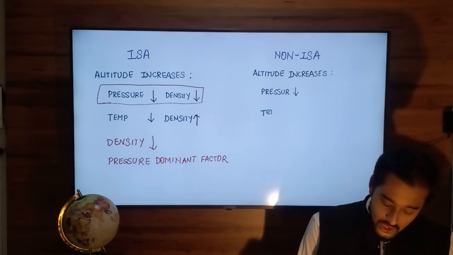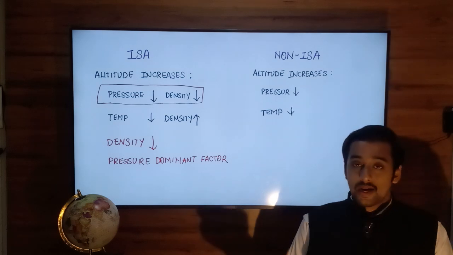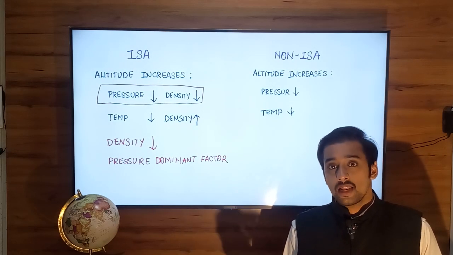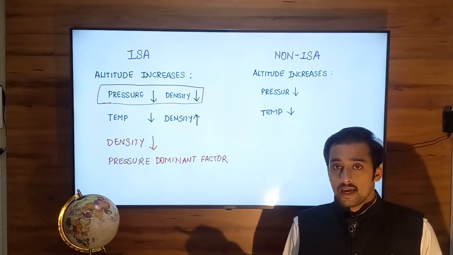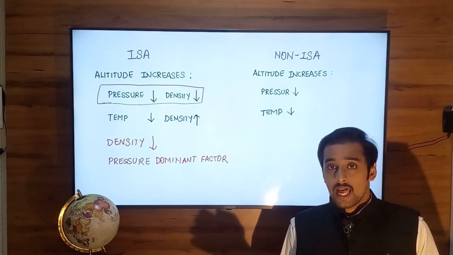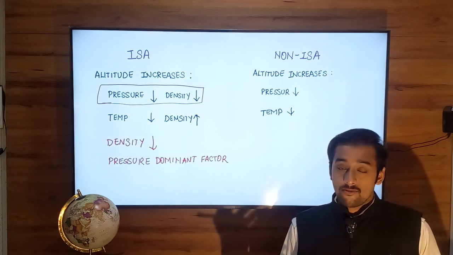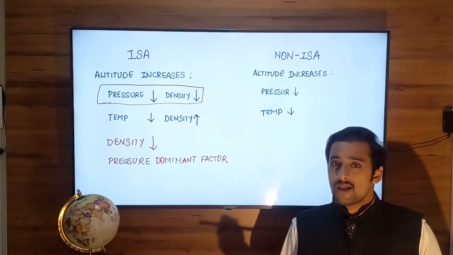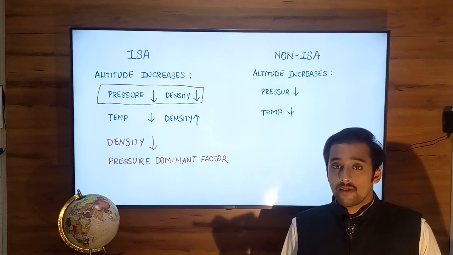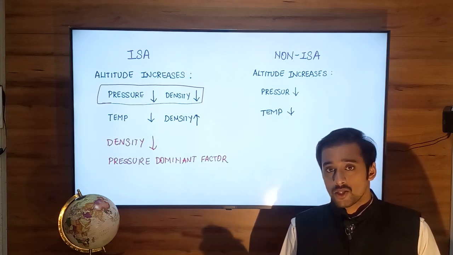Your temperature will also decrease. But in non-ISA conditions, the real atmosphere that we live in, the lapse rates will differ from the standard lapse rates. Sometimes we have very shallow lapse rates when the atmosphere is stable. When the atmosphere is unstable, we have steep lapse rates, and so on.